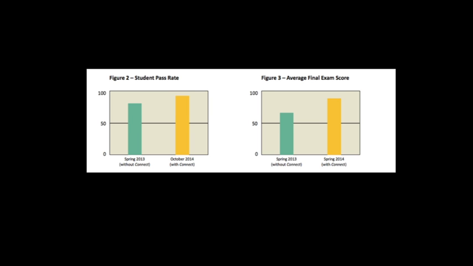Again, the green is without Connect, the yellow is with Connect. You can see that went up substantially. And then even more so with the average final exam score there in figure 2 on the right. Green is without Connect, yellow is with Connect.